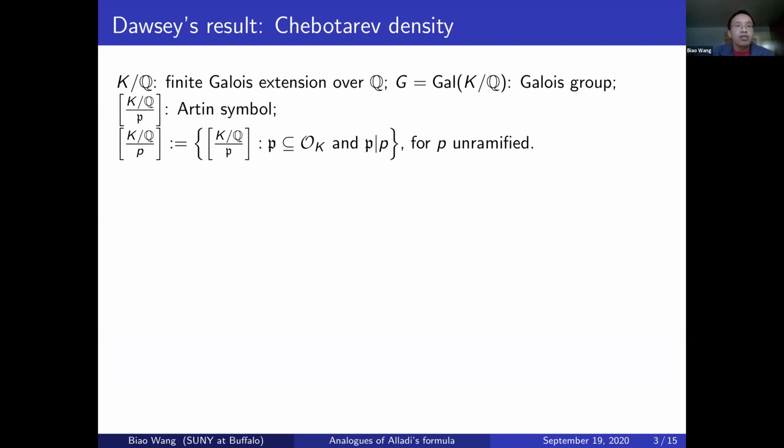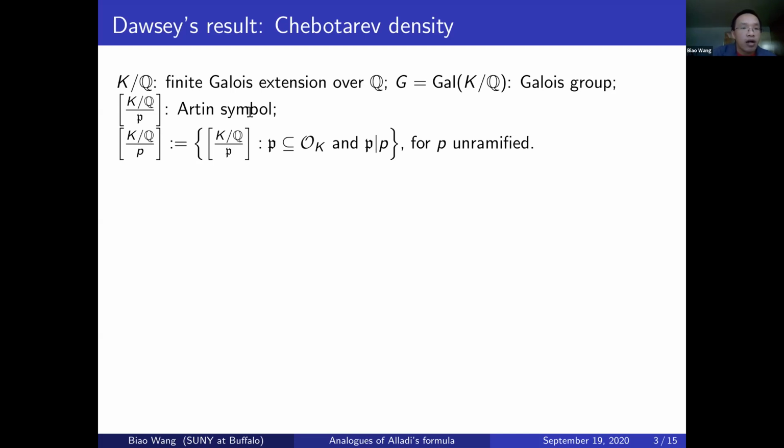Then Dawsey, 3 years ago, generalized the lattice formula to the Galois extensions. So here are some notations. K over Q is a finite Galois extension, and G is the Galois group. And the bracket K over Q over script P is the Artin symbol. So the Artin symbol is just an element in the Galois group, which corresponds to the Frobenius map.